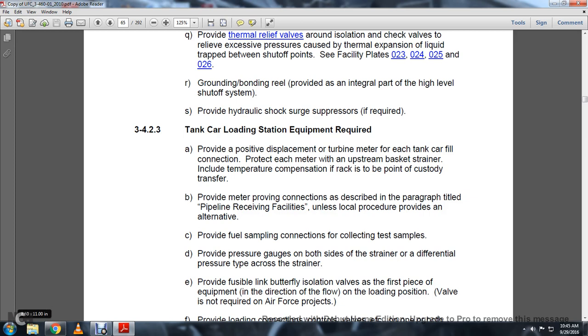3423, tanker car loading station. Equipment required: provide a positive displacement or turbine meter with each of the tanker car fill connections. Protect each meter with an upstream basket strainer. Include temperature compensation if the rack is to be a point of custody transfer. Provide the meter proving connection as described in the paragraph titled Pipeline Receiving Facilities, unless local procedure provides an alternative. Provide fuel system sampling connections to collect test samples.